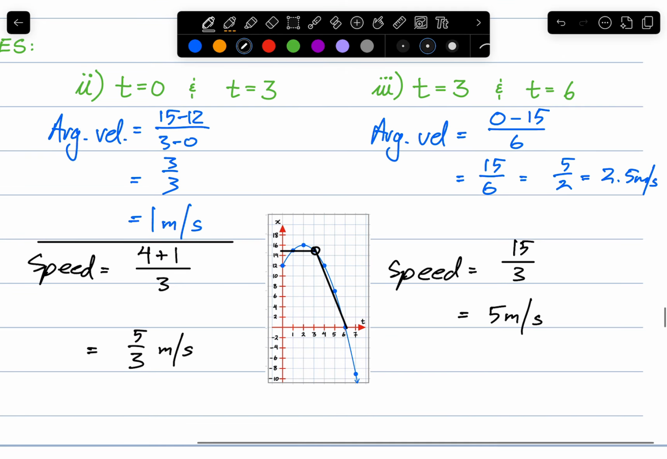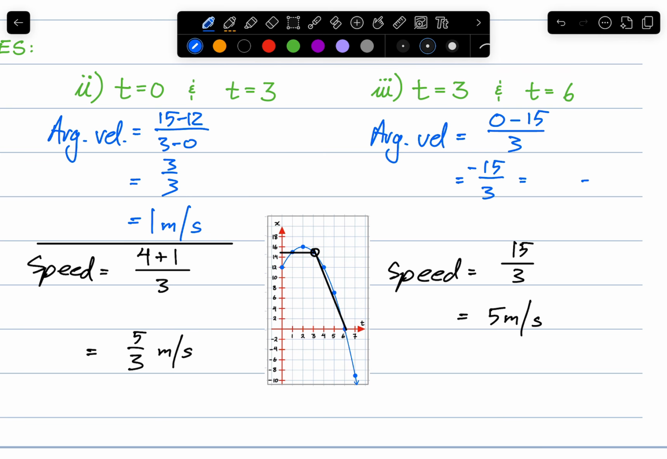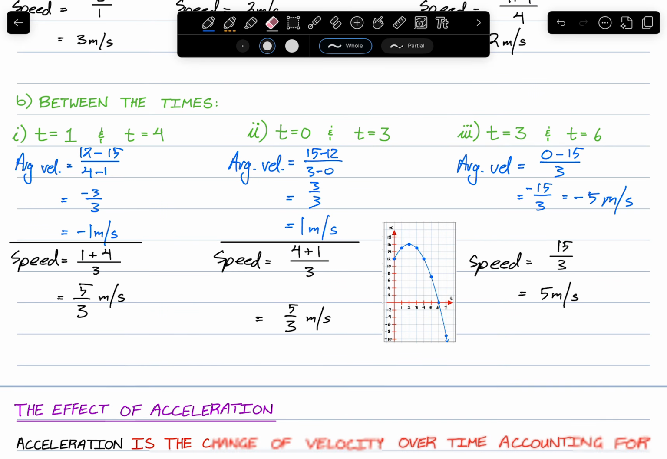Okay. Oh, I just realized I made a mistake here. 6 seconds, that should have been 3. Let's change that one. 3, but it's going to be negative 15, so it's going to be negative 5 meters per second. Oop, I'm glad I caught that even at the very end.